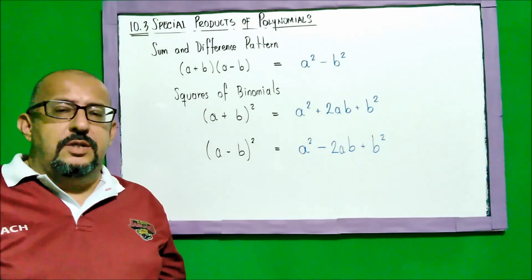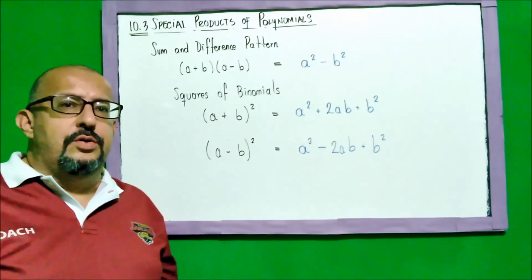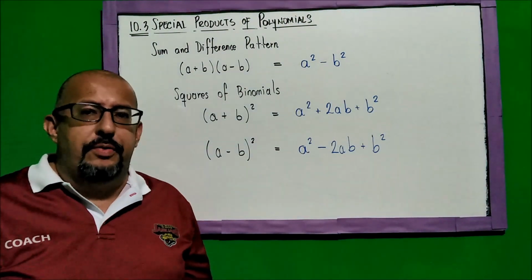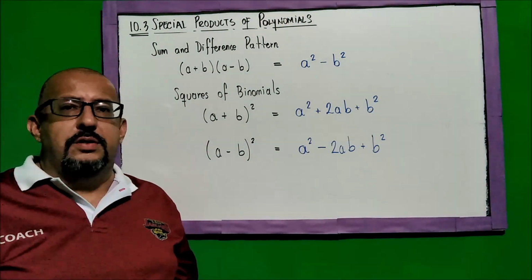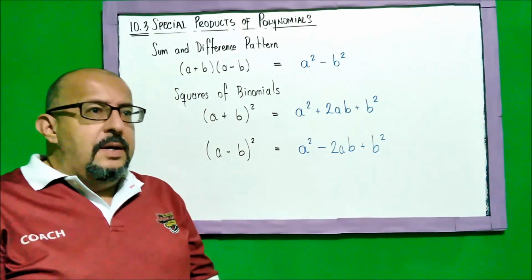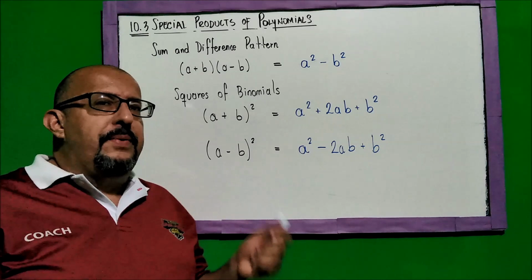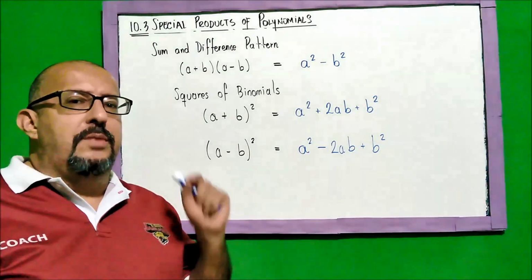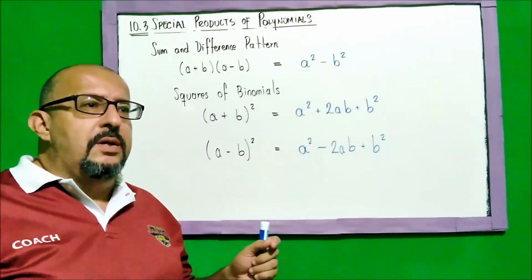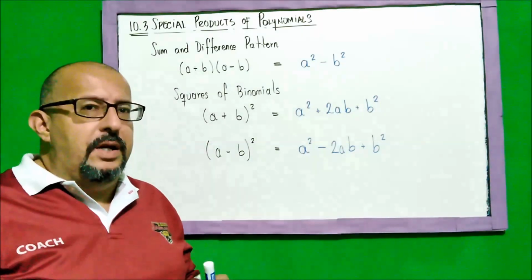Okay, welcome to the algebra class. Today we're going to analyze section 10.3, which is the special products of polynomials. In particular, we are going to analyze what happens when we are multiplying certain patterns that are always repeated in the multiplication of polynomials.